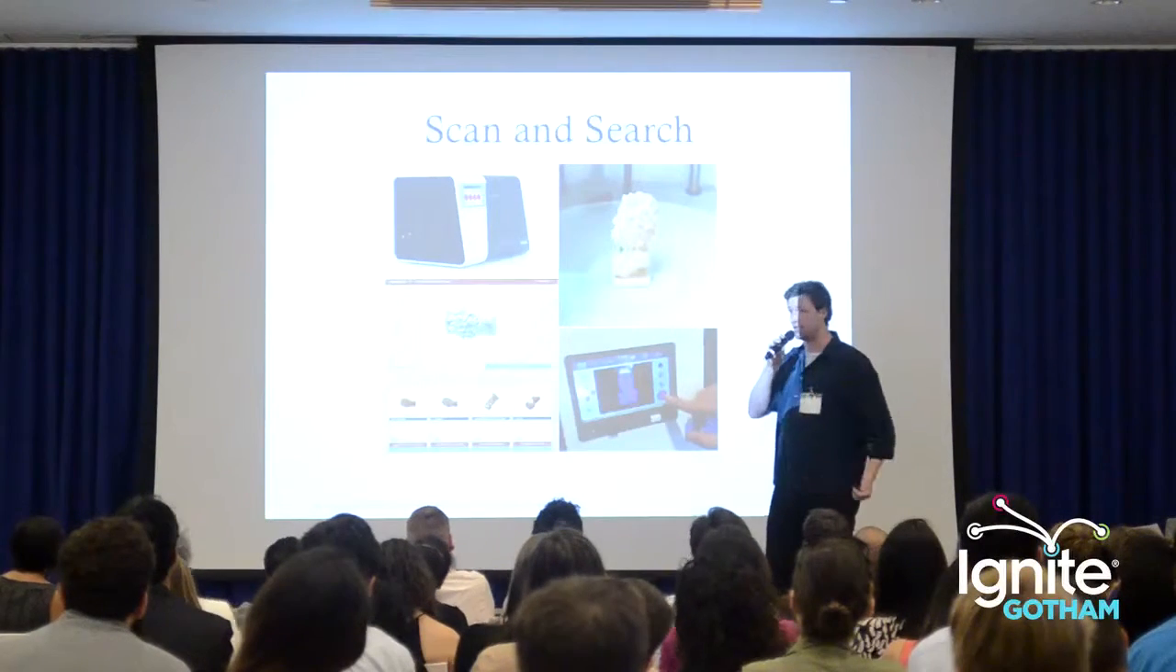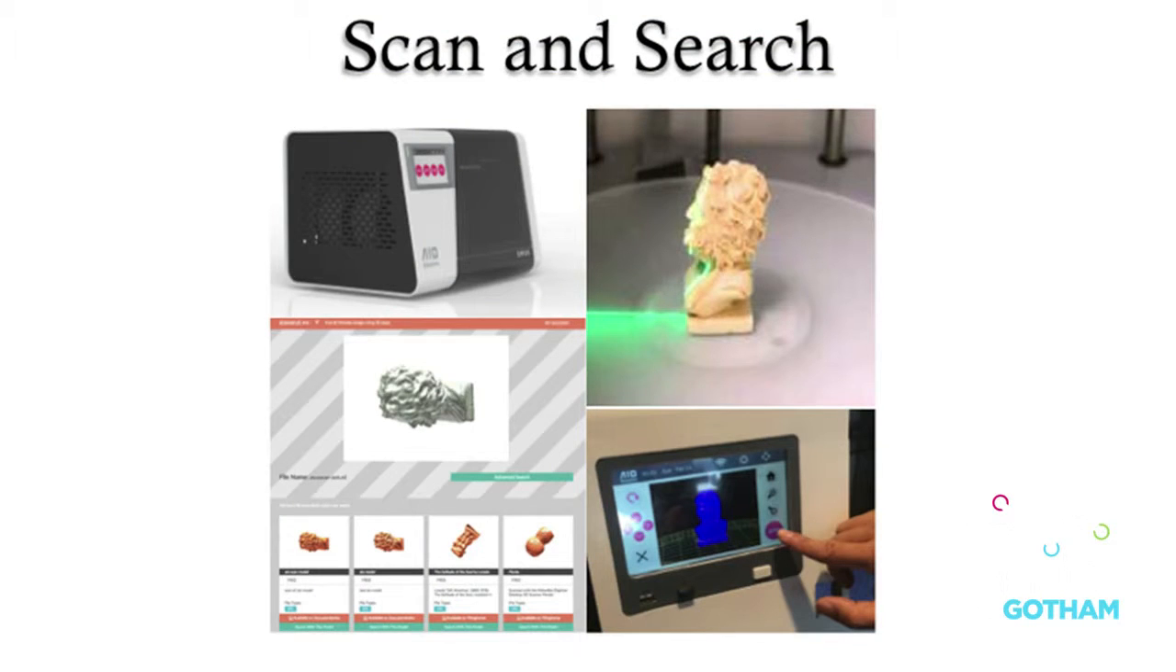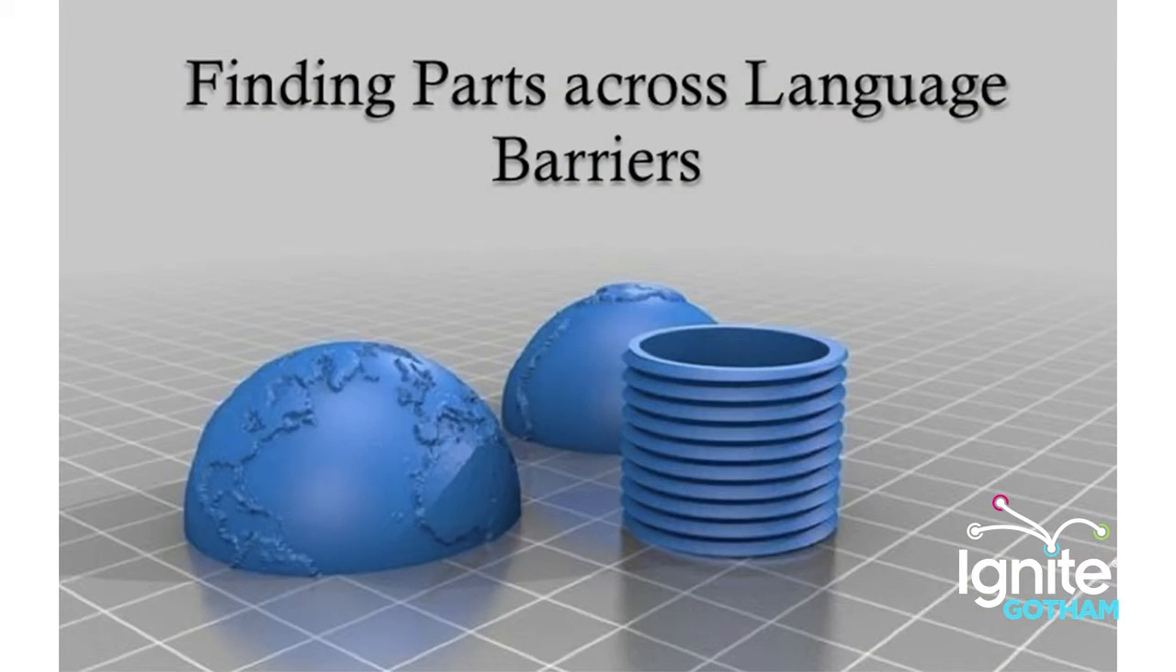You can scan and search, using a scanner. We worked with AIO Robotics. They have a Zeus printer. We scanned some of their models and found the original content they printed with their machine. Think about using this with a handheld scanner. You like that cup? Oh, I like that cup. I'm going to scan it and find something that I can print.